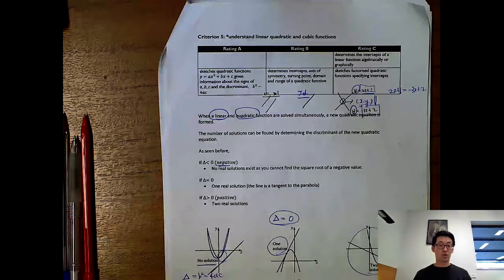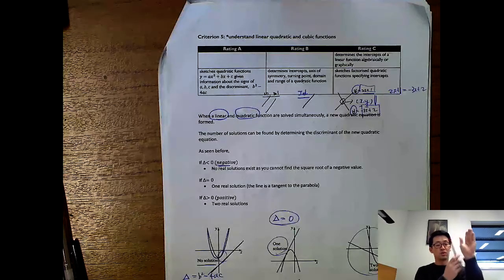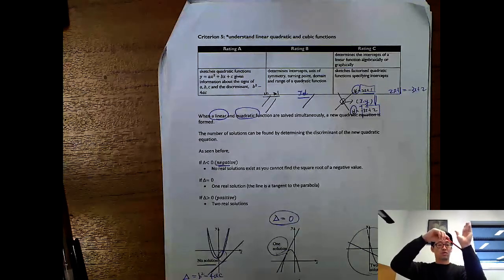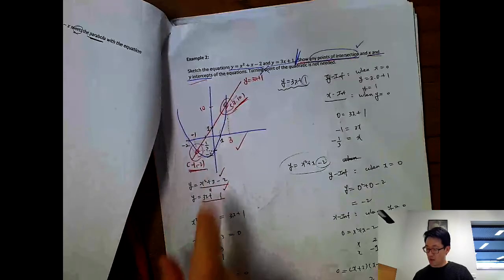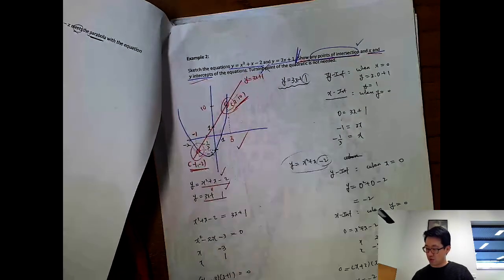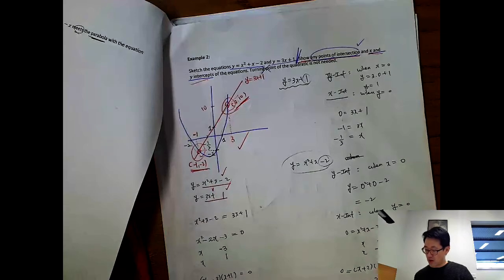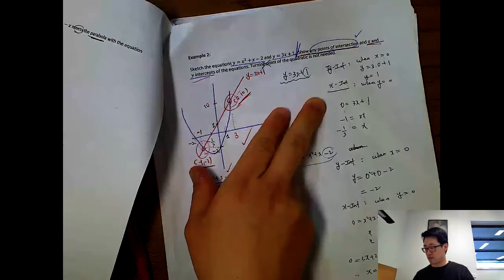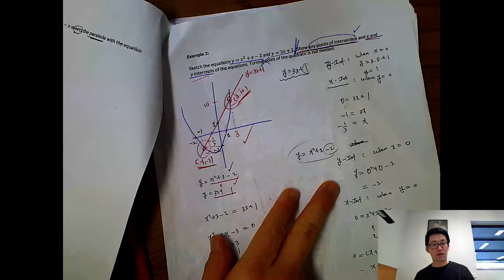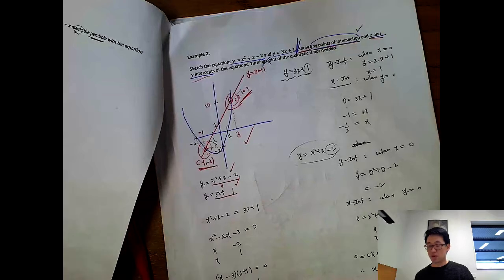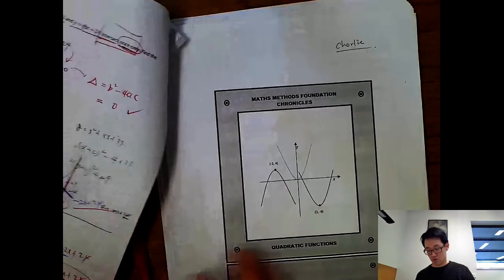And then I actually draw it. 2 solutions, meet twice. 1 solution, meet once. No solution, doesn't meet. And what else do I need to do? Make sure you are able to draw linear and quadratic. That's what we've done so far. The easiest way is just getting the y-intercept and x-intercept, and then adding intersection points. That's all you need to do.